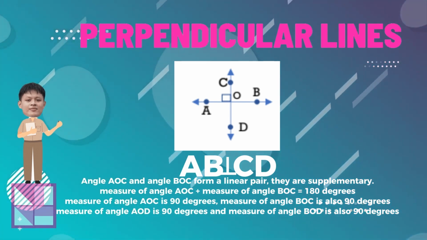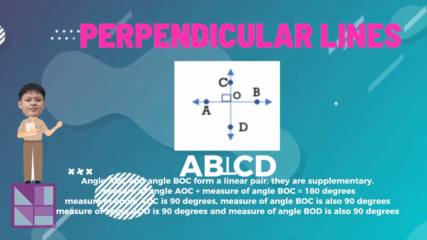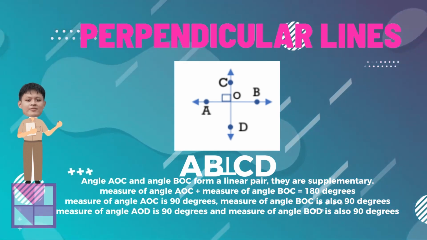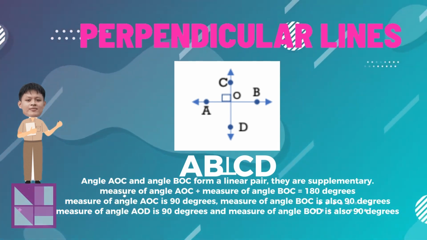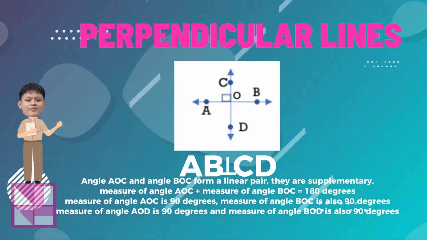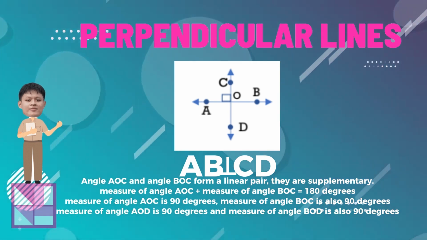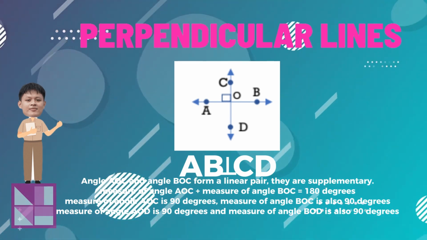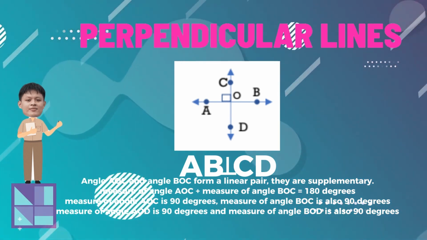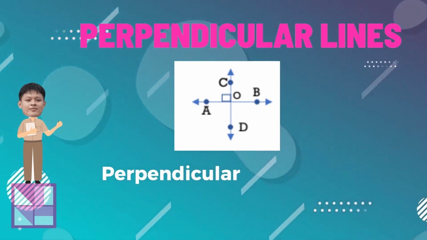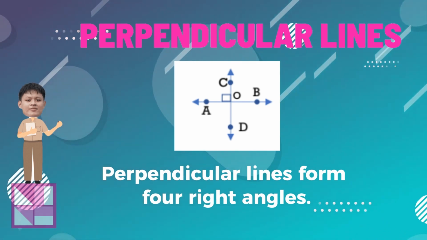Since the measure of angle AOC is 90 degrees, therefore, the measure of angle BOC is equal to 90 degrees. In the same manner, the measure of angle AOD is equal to 90 degrees and the measure of angle BOD is equal to 90 degrees. Thus, perpendicular lines form four right angles.